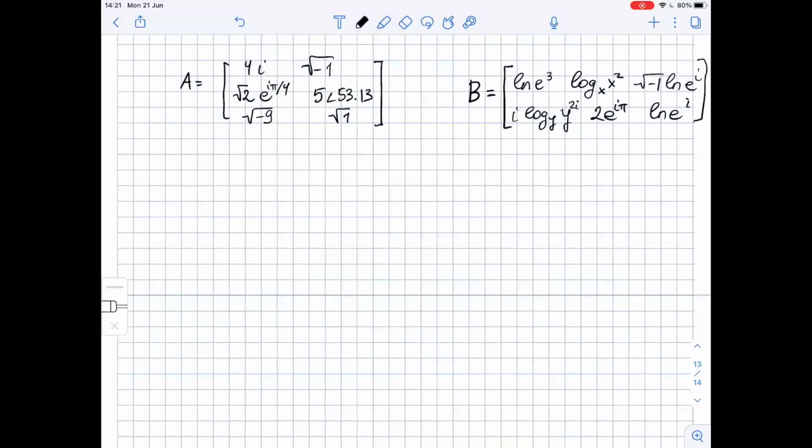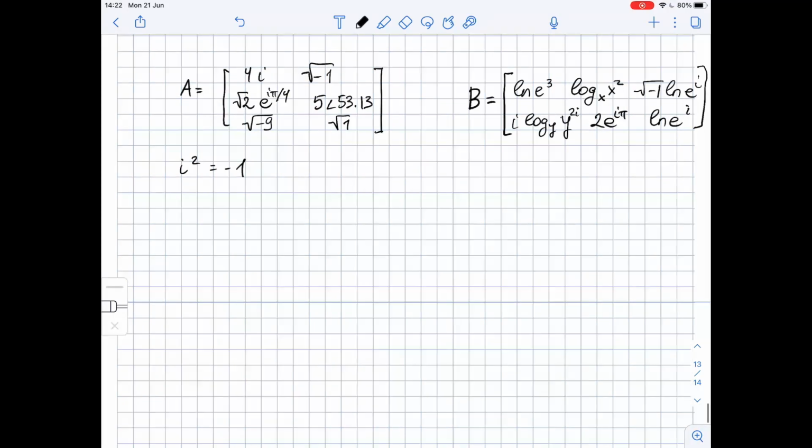We need to simplify matrix A and matrix B, and then we need to find their product. So let's start by reviewing some imaginary rules and logarithmic formulas. For imaginary rules, we know that i squared equals -1, and that e to the power of iπ equals -1, so e to the power of iπ times a equals -1 to the power of a.